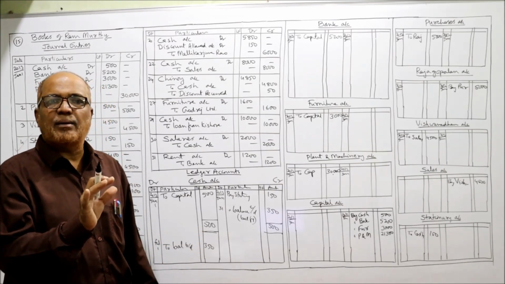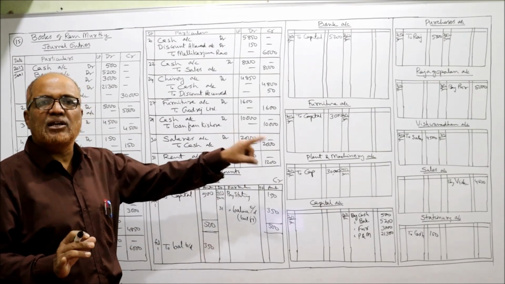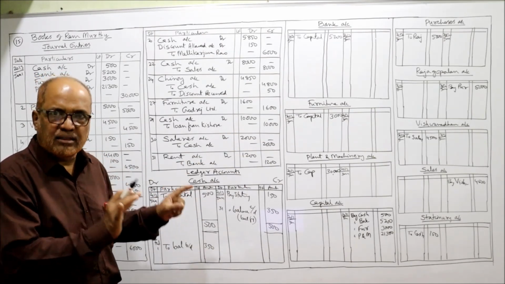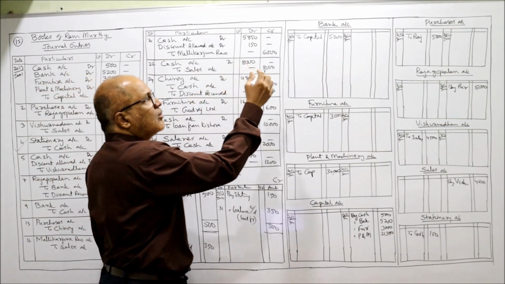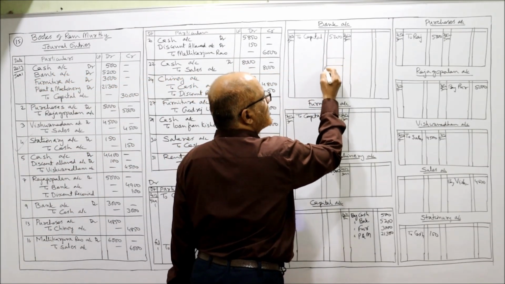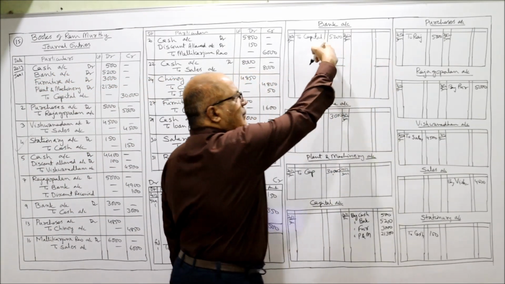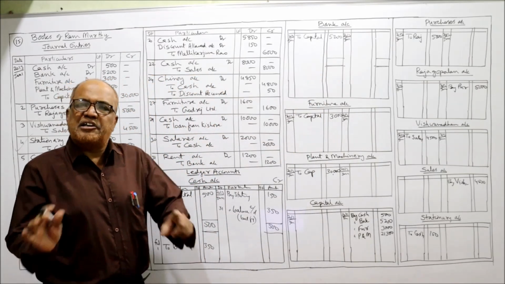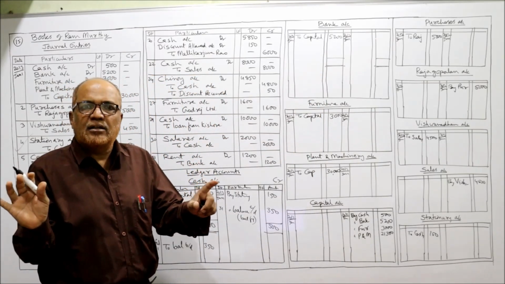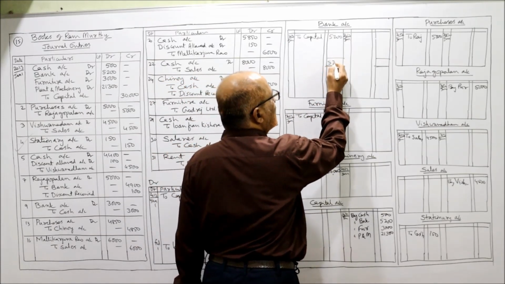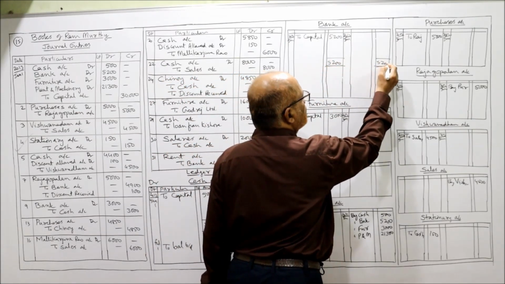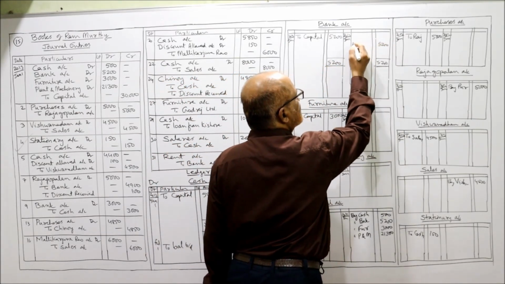Like this, you have to make the balancing. After balancing, you have to make a trial balance, but we are not required to make the trial balance in this problem. Now, how to find out the balance of the bank? See here, the debit side total is 5,200. On the credit side, we don't have anything. So first of all, I am taking 5,200 on both sides.